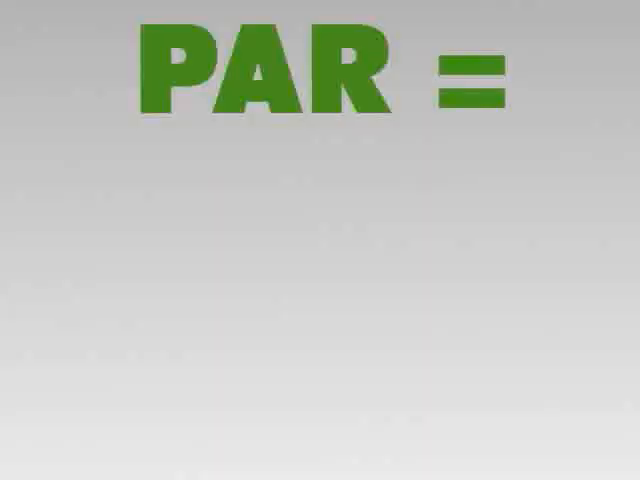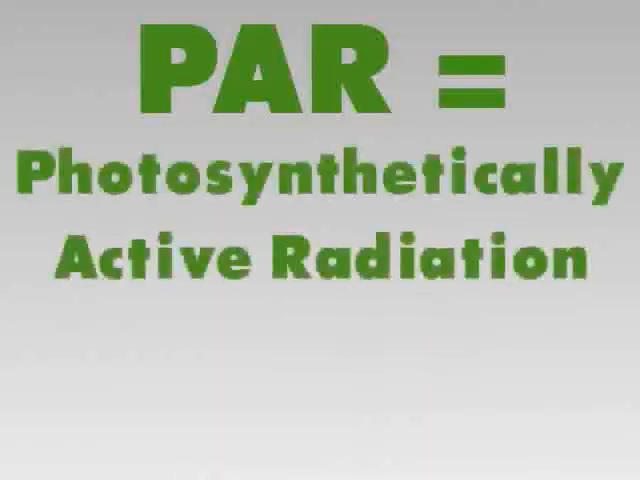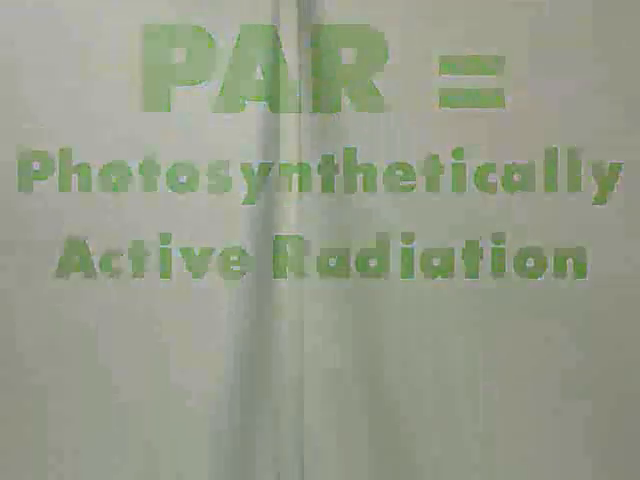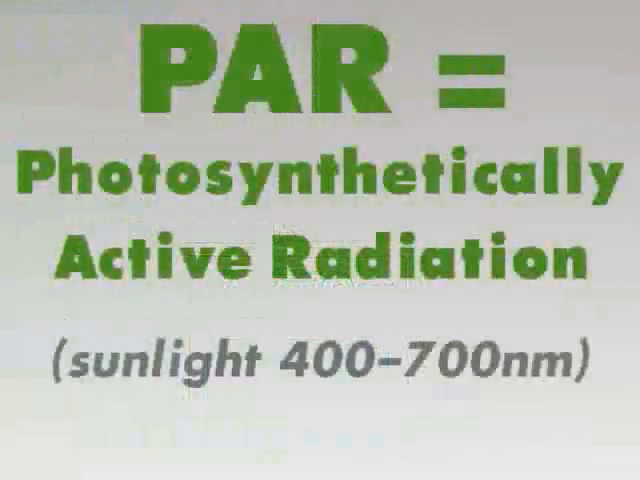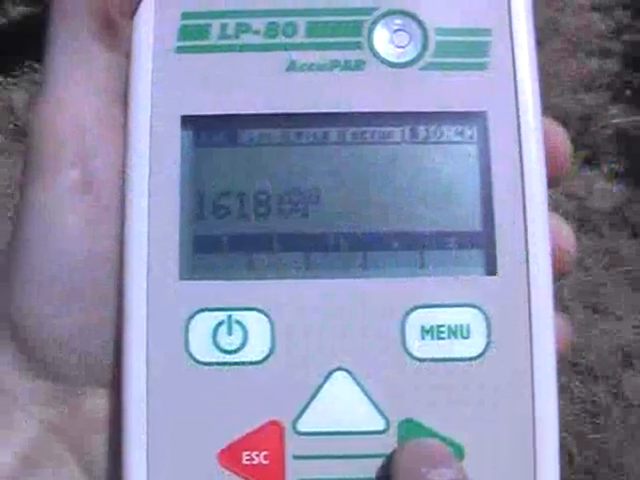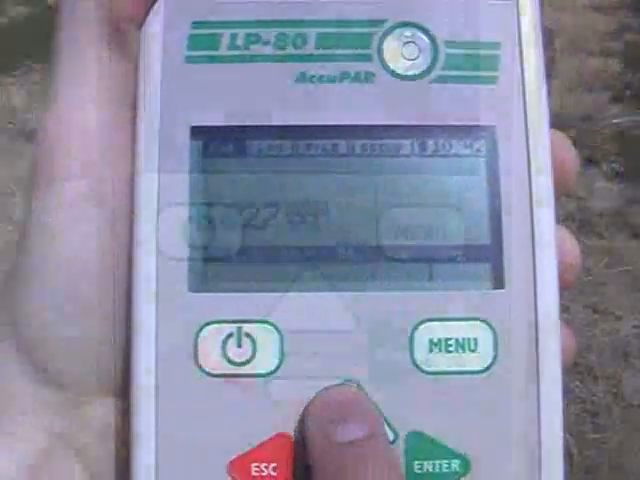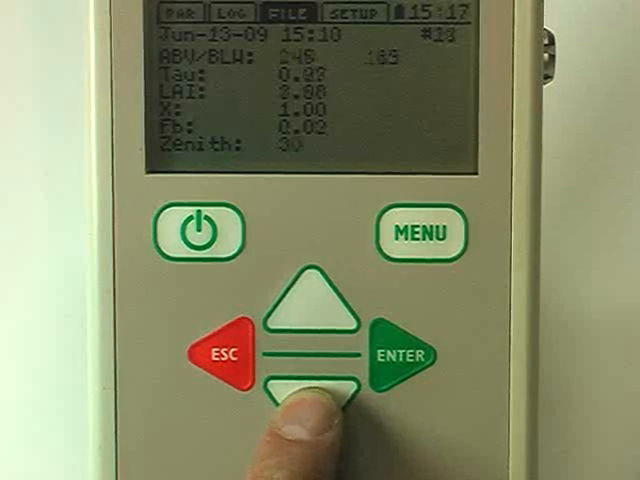What is PAR? Photosynthetically active radiation is the amount of light in a given location which is useful for photosynthesis. The LP80 contains 80 sensors that detect the amount of sunlight in the 400 to 700 nanometer range of the spectrum. It displays instantaneous PAR constantly and offers practically unlimited storage for data.